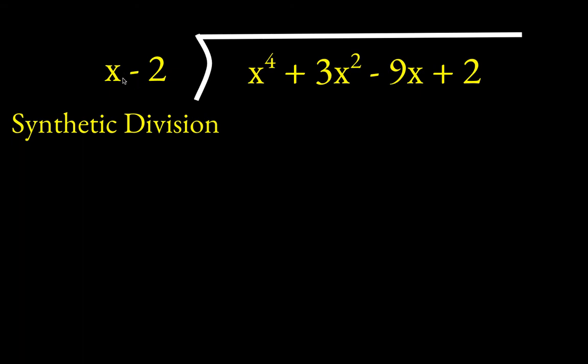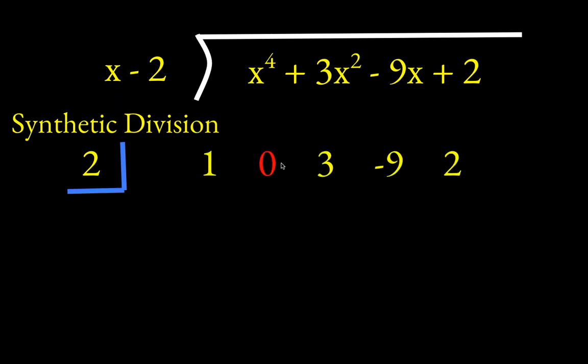So what you want to do is the little root that would go along with this factor x minus 2 would be positive 2. So you put the positive 2 down and kind of partition it off. And then if you remember, the next thing we did was write down all the coefficients. So let's write down all the coefficients.